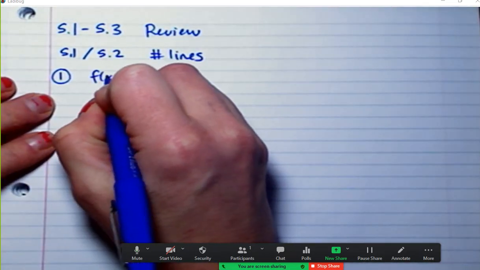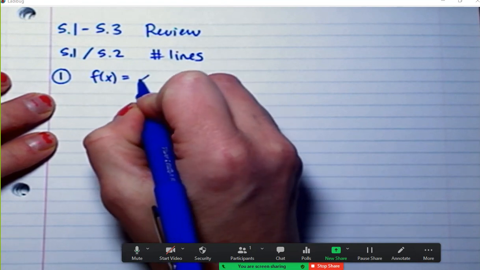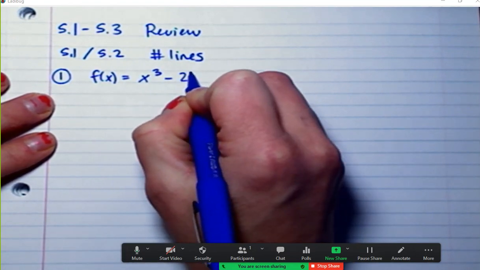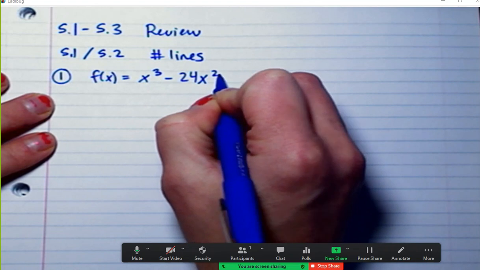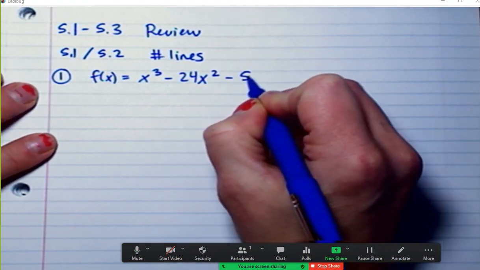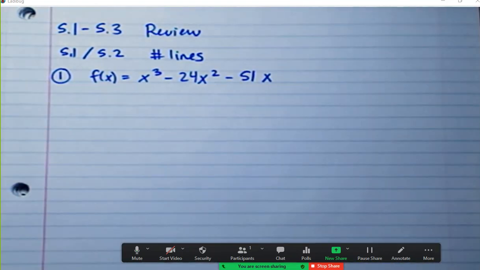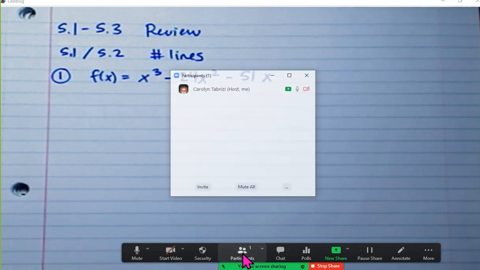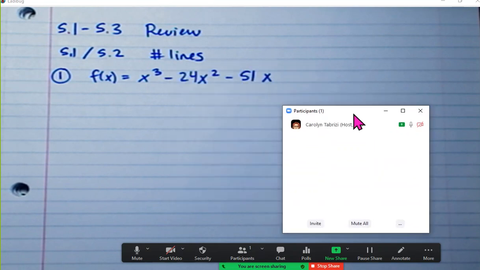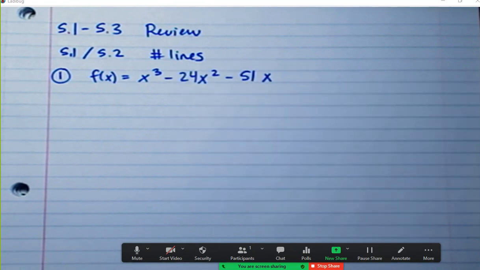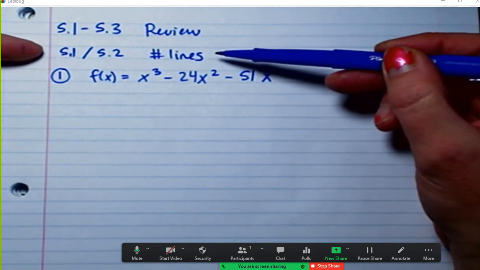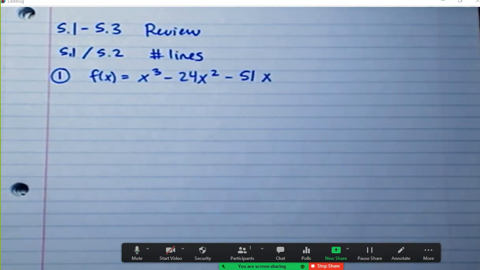Okay, so here we go. We're going to say f of x equals x cubed minus 24x squared minus 51x. All right. Now, there is no question with this right now. All we're going to do is make both the f prime and the double prime number line, and then we're just going to make all the conclusions possible.